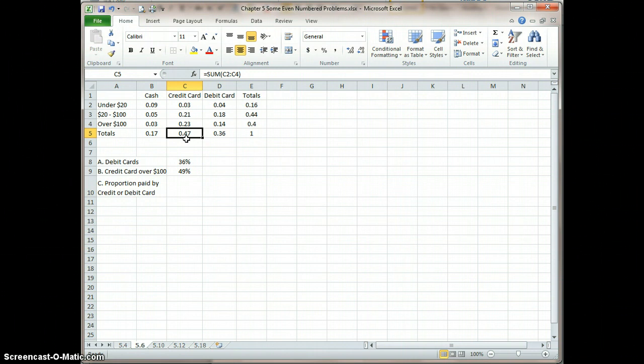And then the proportion paid by credit or debit is simply going to be adding these two together. So the totals for credit plus the total for debit. Again, I can express it as a percent there and center it just to make it look nice, and it comes to 83%.